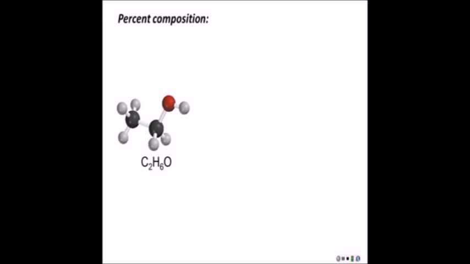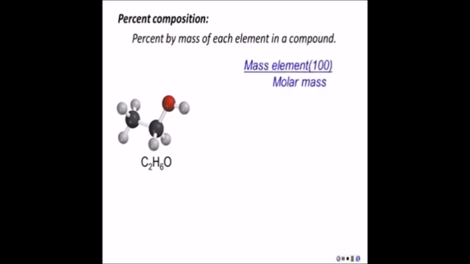This was something that people could do many years ago without even having formulas. Percent by mass of each element in a compound would be a definition for percent composition. So in order to find percent composition, we need to have the molar mass, number one. Once I have the molar mass, I can take the mass that the element is contributing to it, multiply it by 100, and then divide by that molar mass, and I'll get my answer.